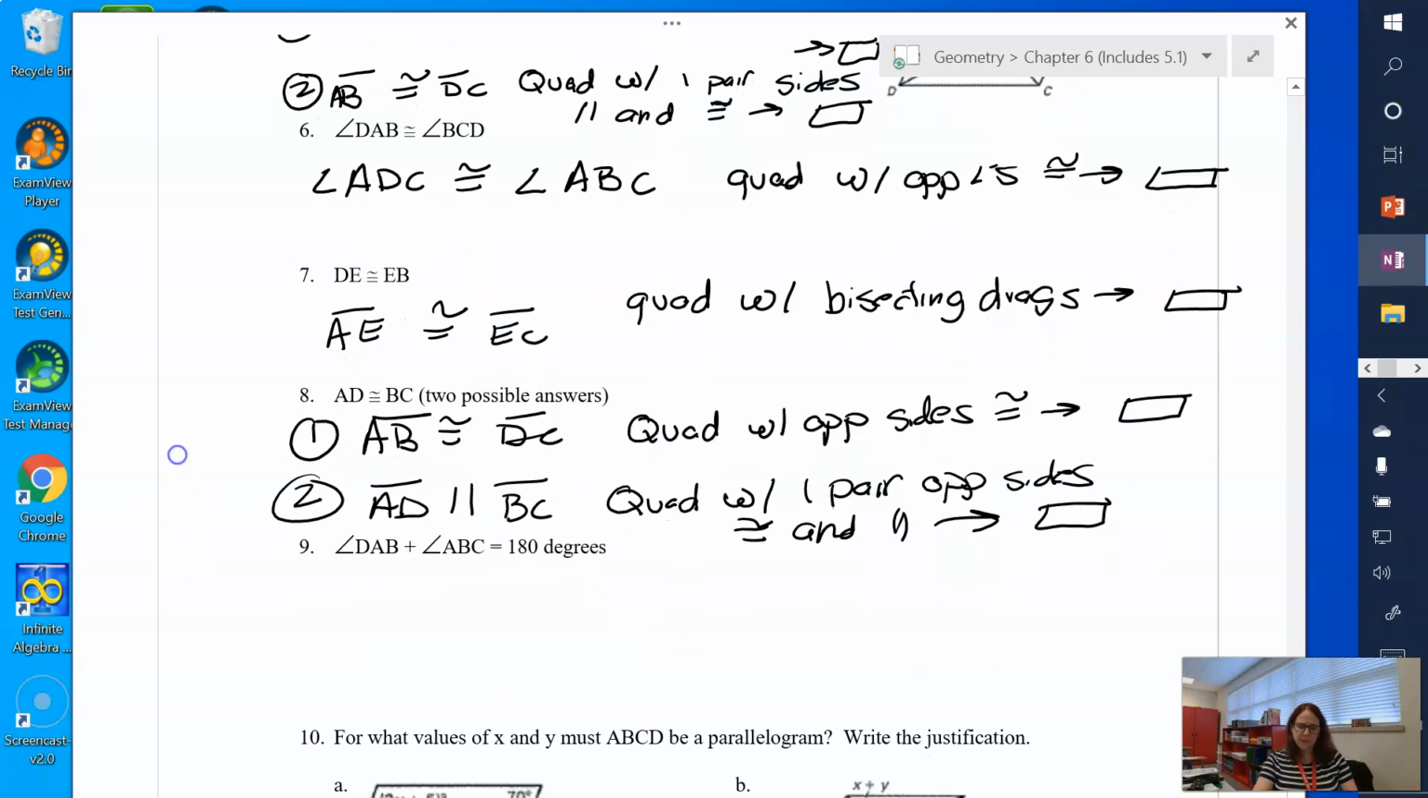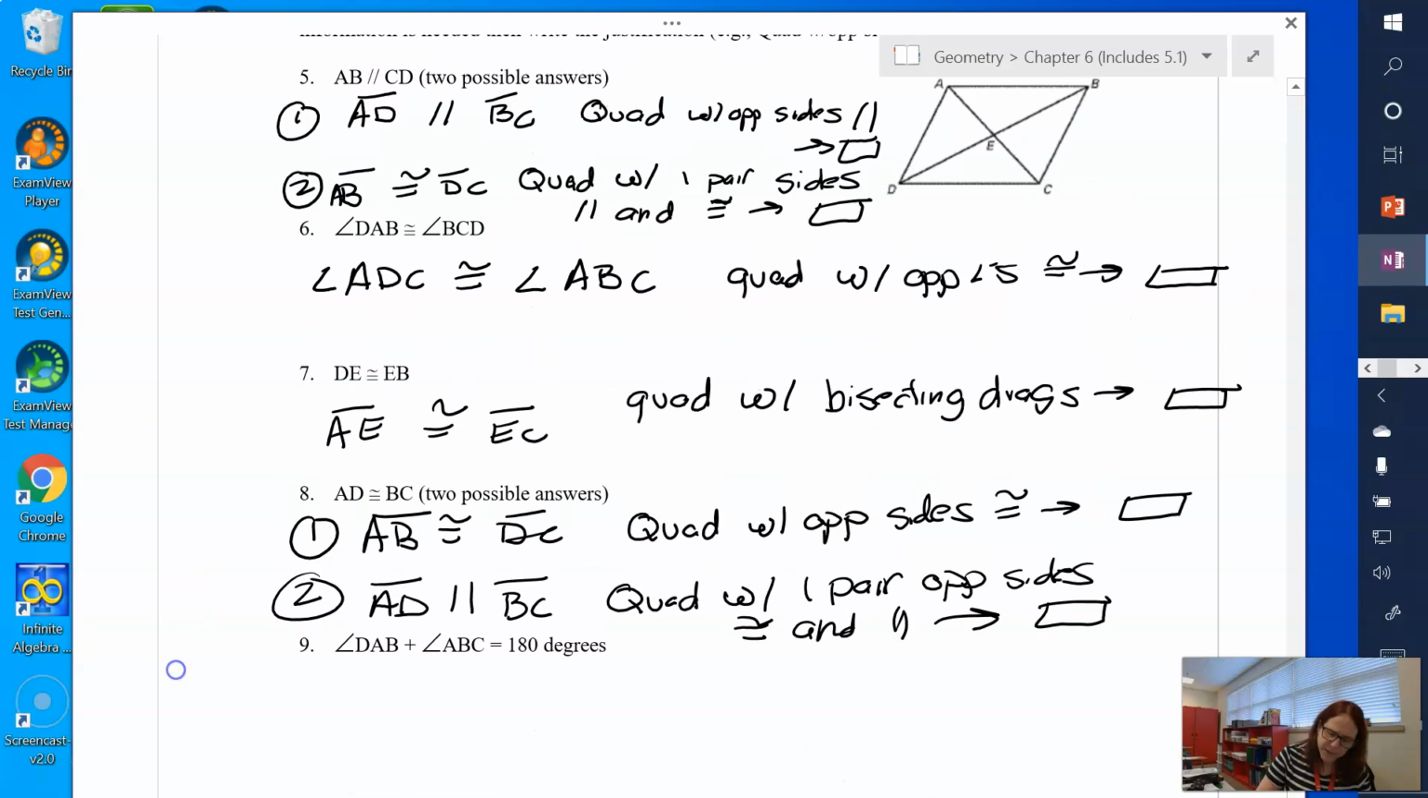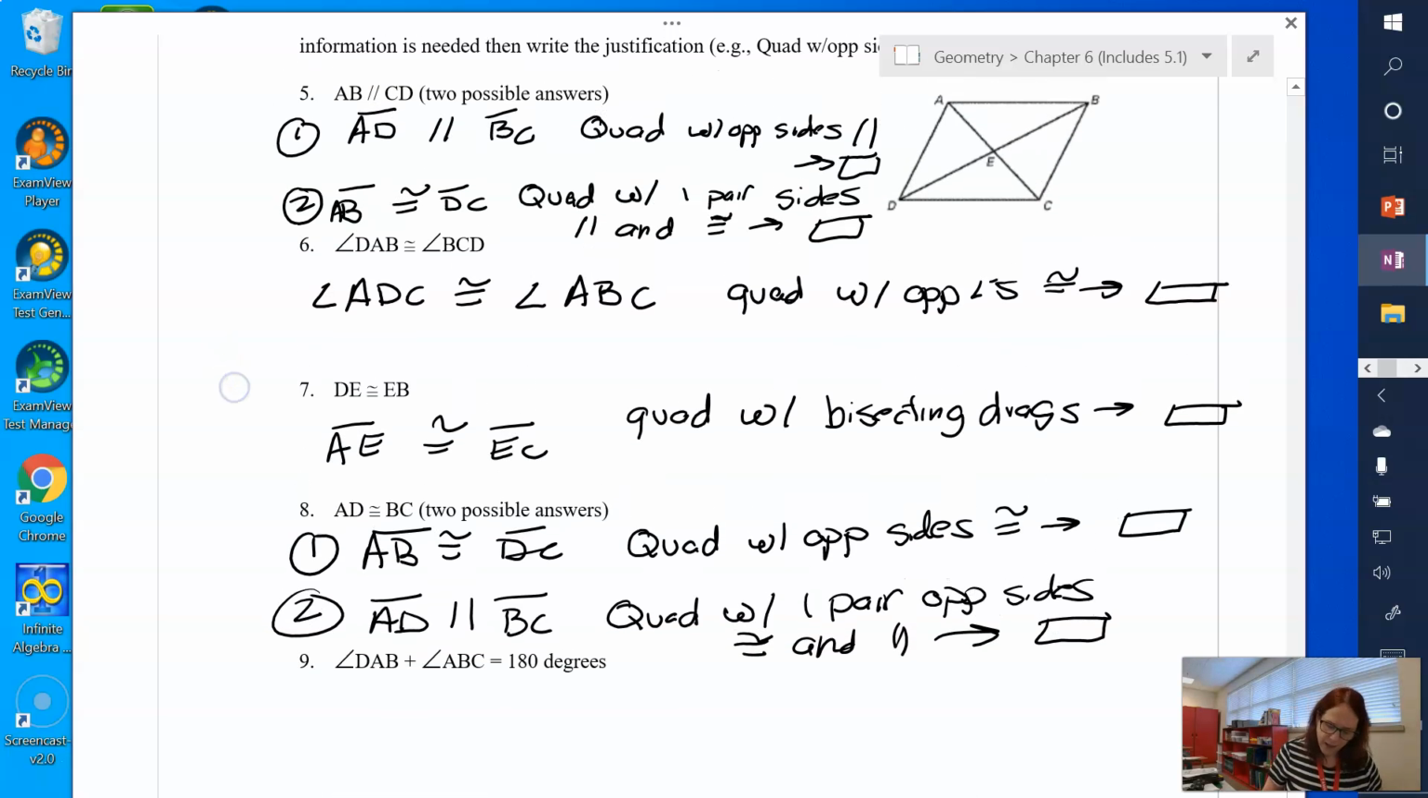Last one. We have angle DAB and angle ABC. Add those together and they're 180 degrees. So DAB, ABC, those are consecutive. So I need some more consecutive angles. I could say angle ABC plus angle BCD equals 180. Those are now consecutive and supplementary.